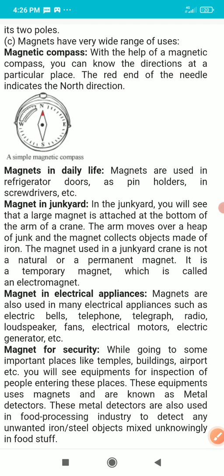Magnets for security. Answer: while going to some important places like temples, buildings, airports, etc., you will see equipment for inspection of people entering these places. This equipment uses magnets and is known as a metal detector. Metal detectors are also used in the food processing industry to detect any unwanted iron or steel objects mixed unknowingly in foodstuff.